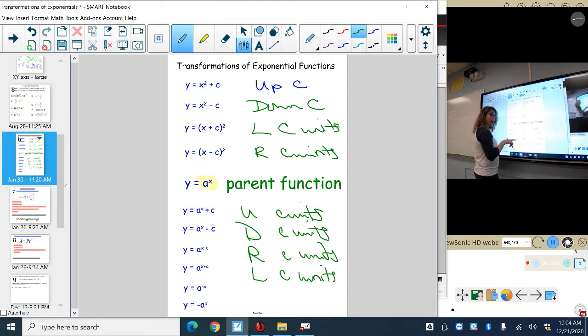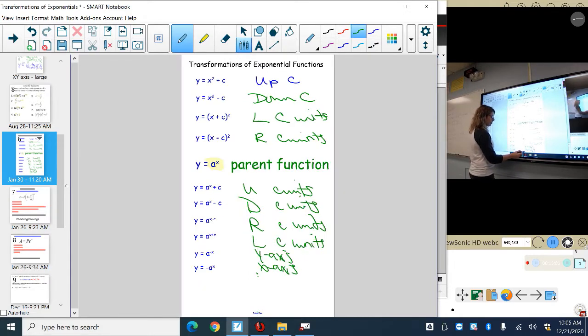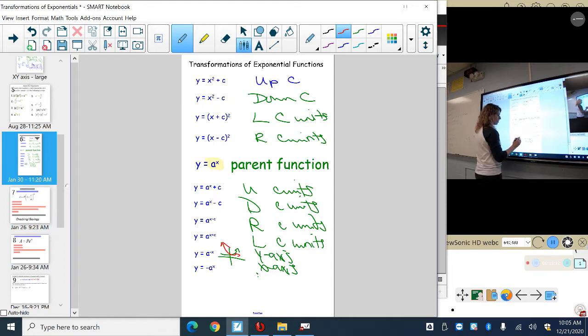This is going to be reflected over the y-axis when it's on the inside. And this is going to be reflected over the x-axis when it's on the outside. Okay? What do I mean by that? Let me go ahead and show you this, if I can get this to expand. This is what it typically looks like. When it's reflected, it's going to look like this. This is what it typically looks like. It's going to look like this. Okay?